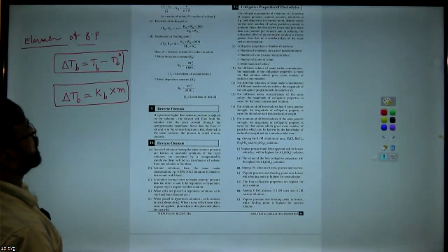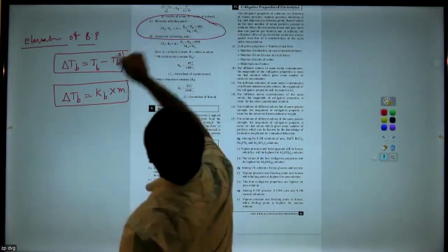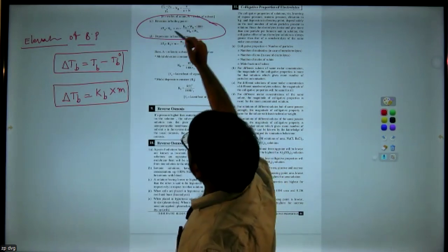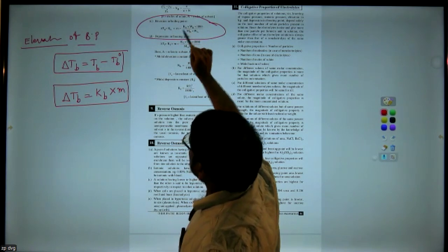KB into molality. Here, in case of elevation in boiling point, delta TB is equal to KB into m.